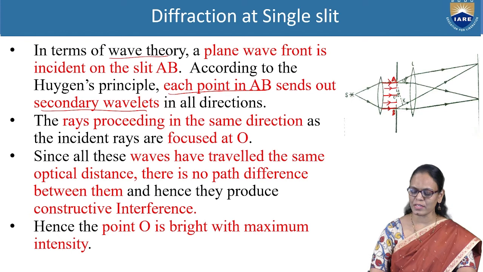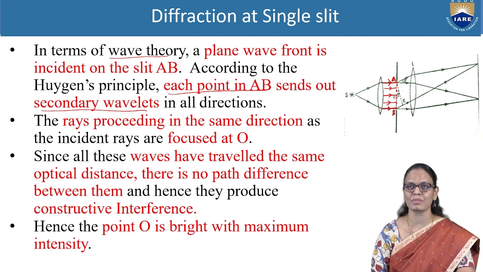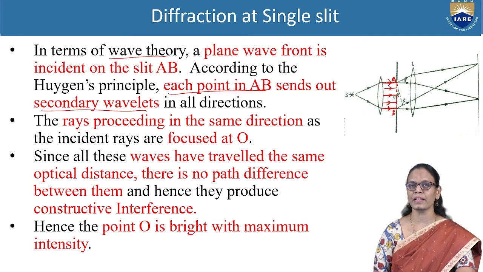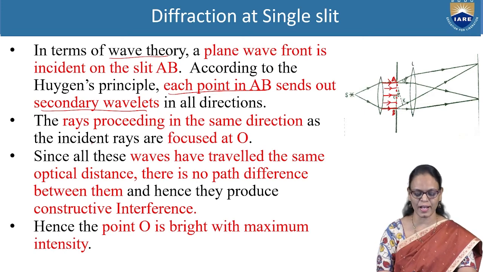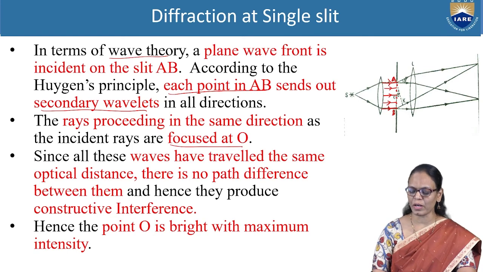So on this, there are different points. All these points will act as secondary sources and send out secondary wavelets. And the rays proceeding in the same direction as the incident rays are focused at O. So if I talk about this ray, which is going in the same direction as the incident ray, and also this ray going in the same direction as the incident ray, all rays that travel in the same direction as the incident ray are brought to a focus at point O.